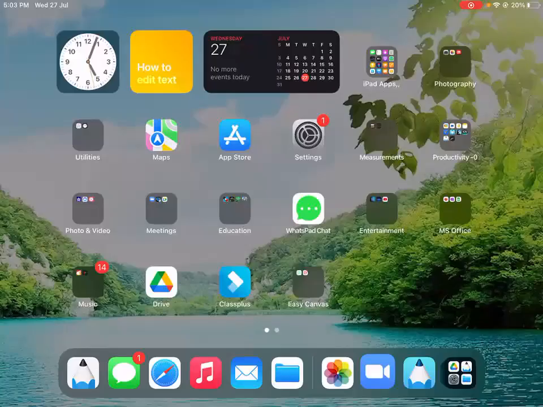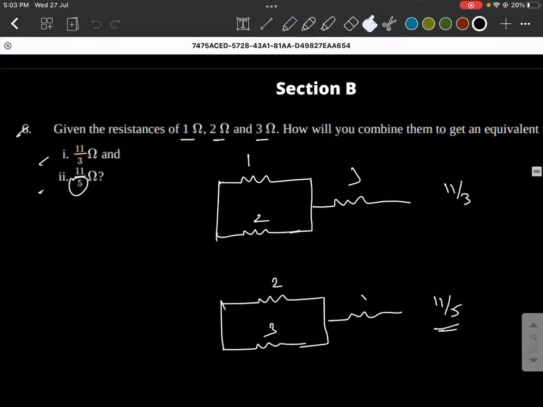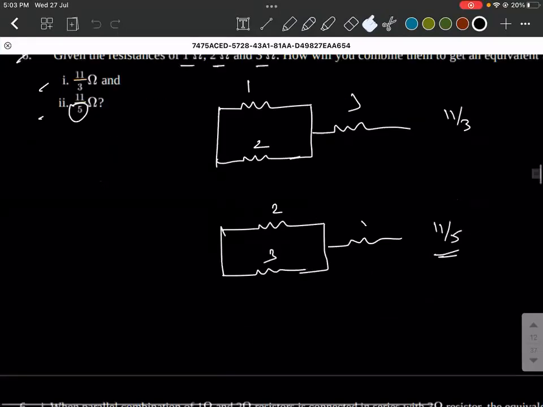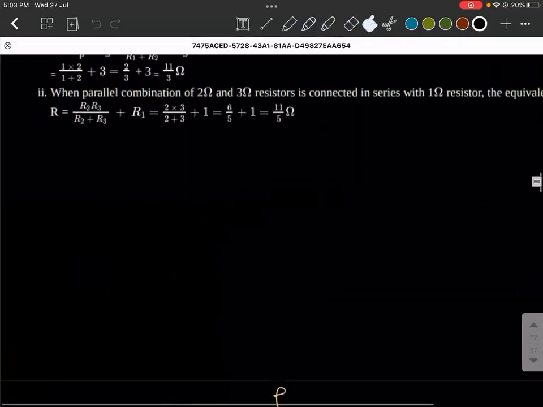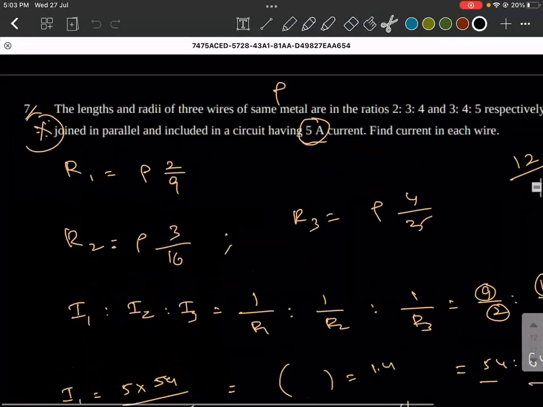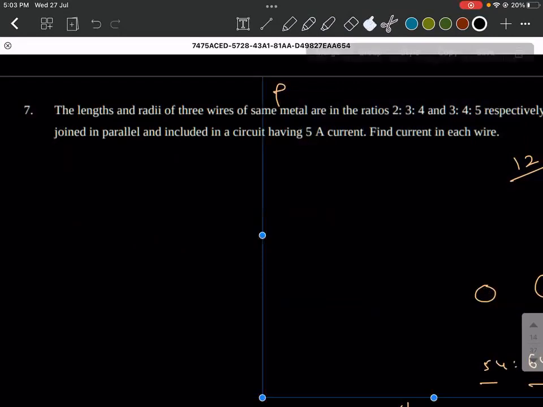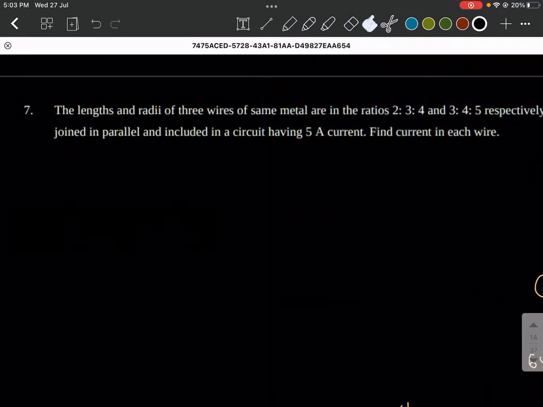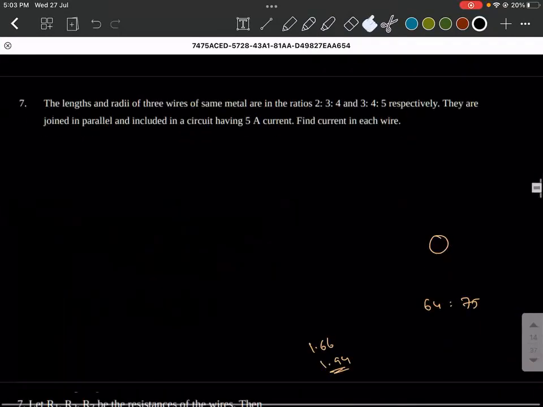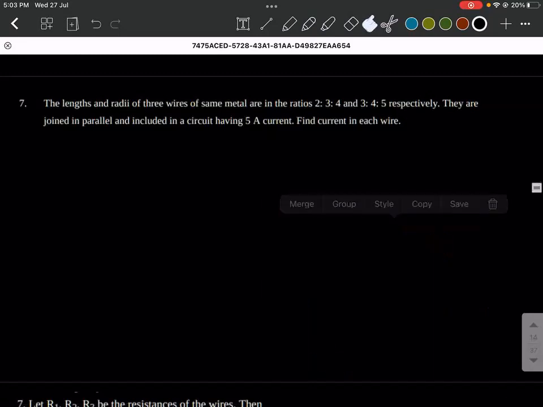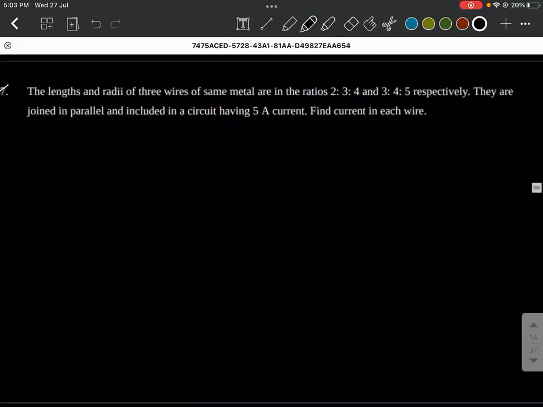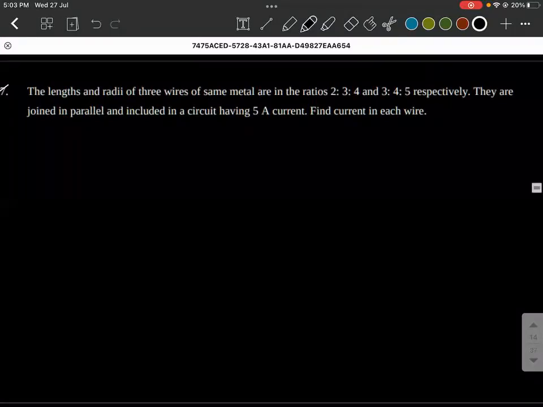Shall we get started? So we discussed till the 6th question yesterday, right? Yes. Let's see how to do the 7th one.